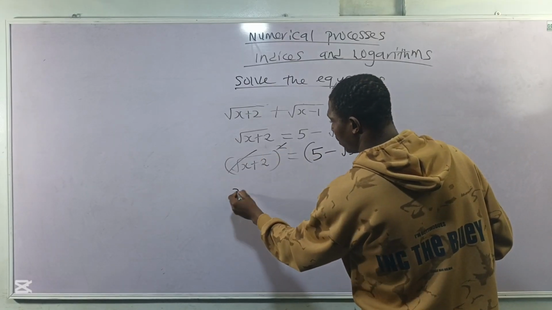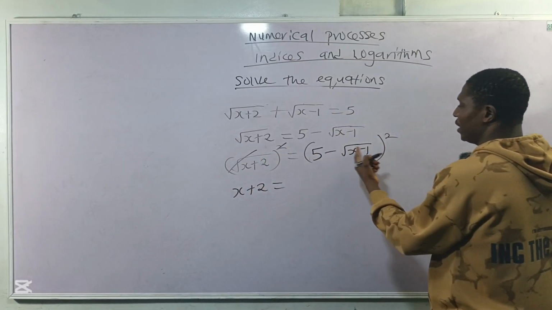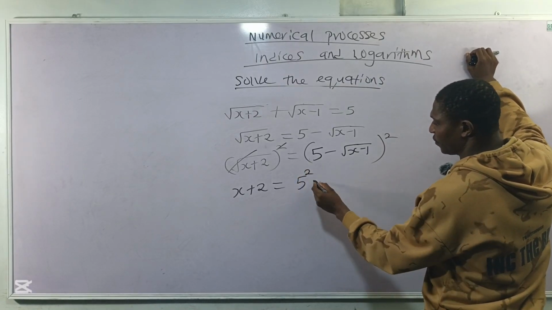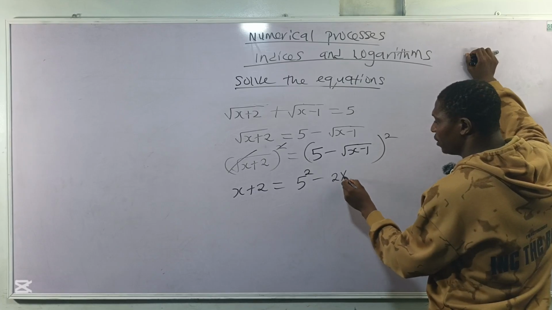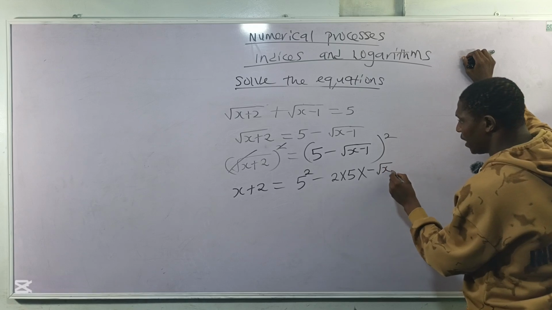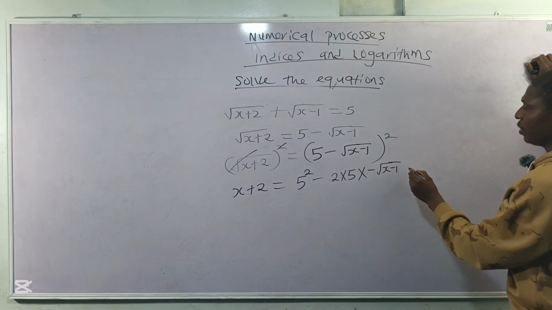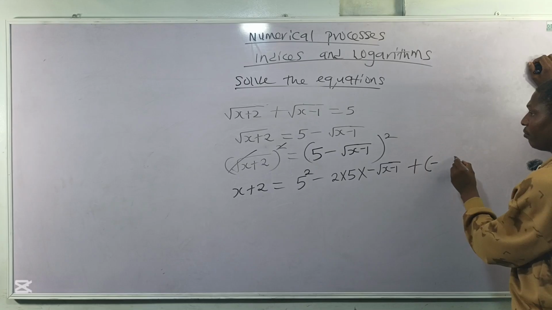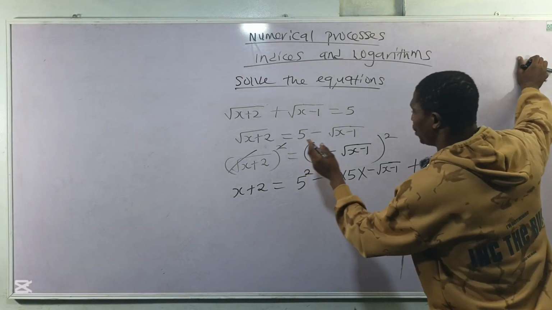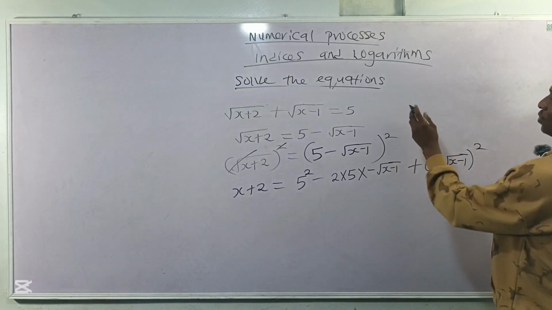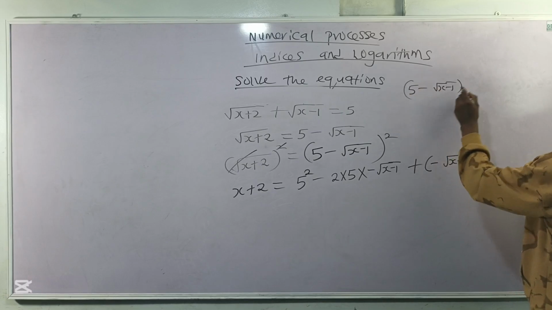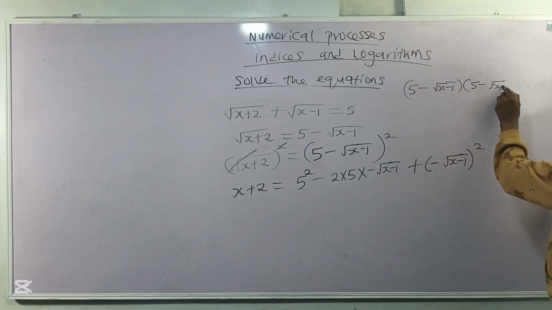This square will cancel the square root, and I'll have x plus 2 to be equals to, expanding this will give me 5 squared minus 2 times 5 times root x minus 1, plus in brackets minus root x minus 1 squared. Check for this expansion. This is same as saying 5 minus root x minus 1 in bracket times 5 minus root x minus 1.